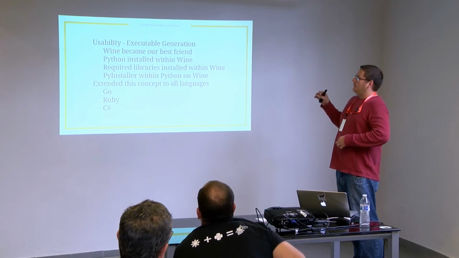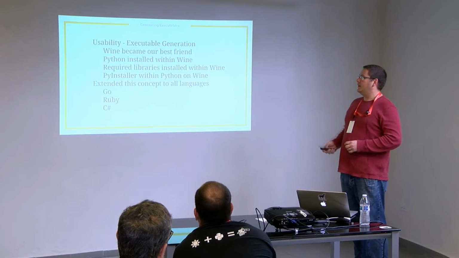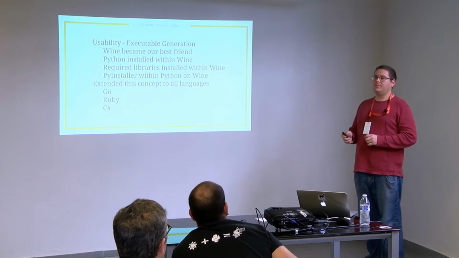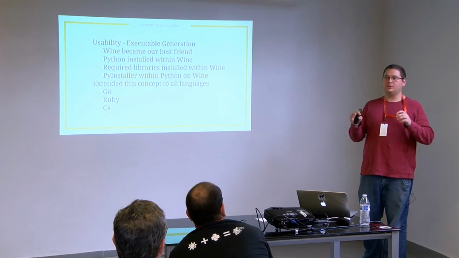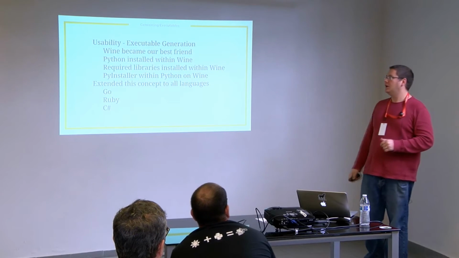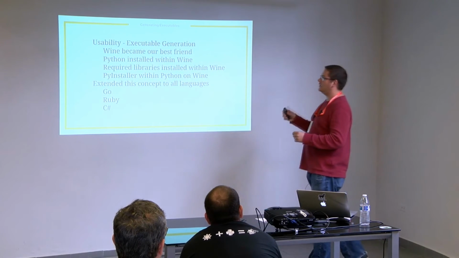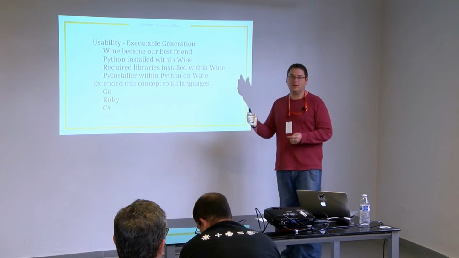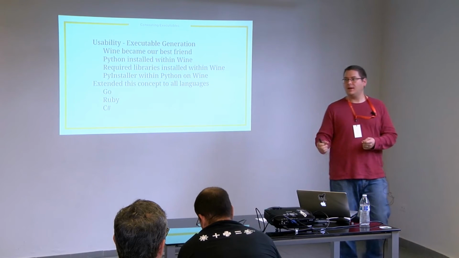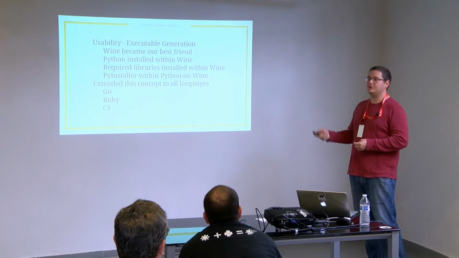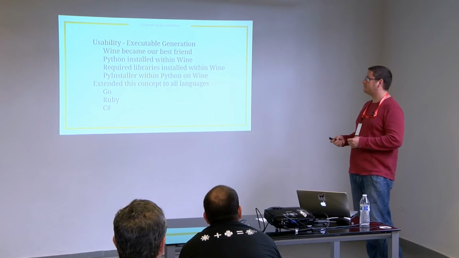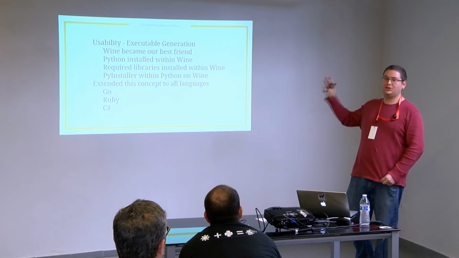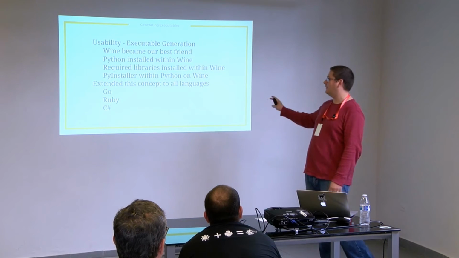So the other thing that goes along with this, and you'll see it in the demo, is we wanted to make Veil fairly usable, where Wine became our best friend. So we're generating all these Windows executables in Linux. And so the way we're doing that is we actually have to install Wine on Linux, install Windows Python in Wine on Linux, and then install all the required libraries, so any crypto libraries or anything like that. And it'll create a Windows executable. It's really a disaster to think about everything you have to do.